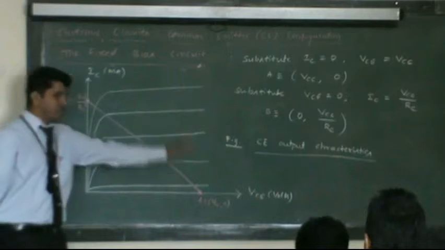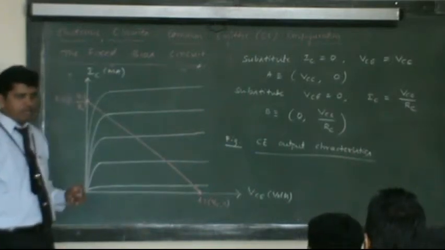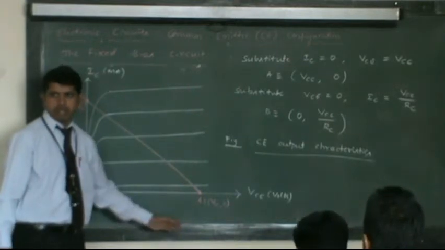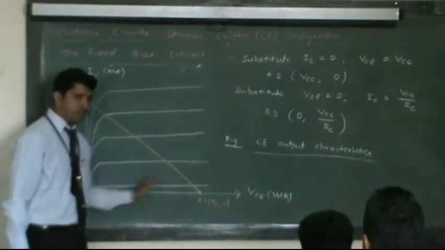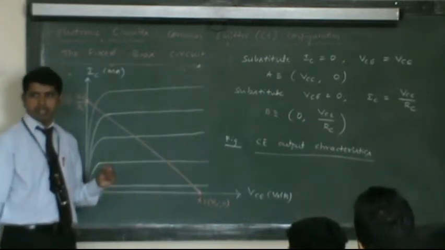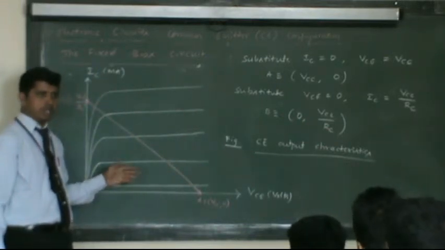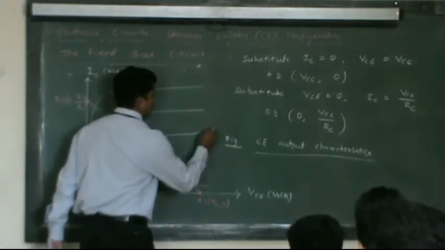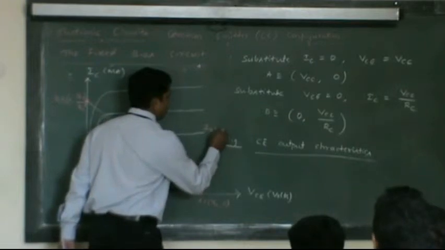And how do you fix the operating point on this? To fix an operating point, the operating point depends upon the various IB curves. These curves are nothing but different values of IB. You must fix the base current first. If you do not fix the base current here, the operating point keeps on changing. Let's assume that I am fixing my base current here as IBQ.